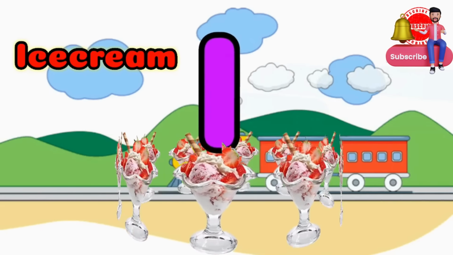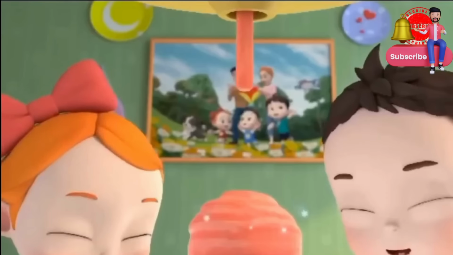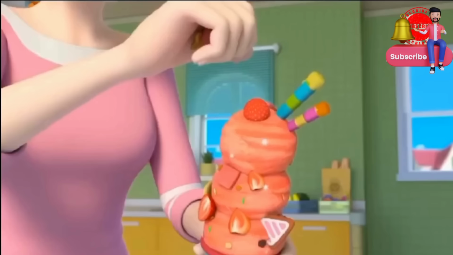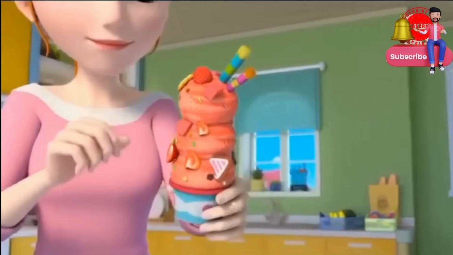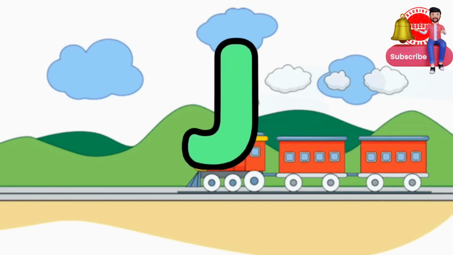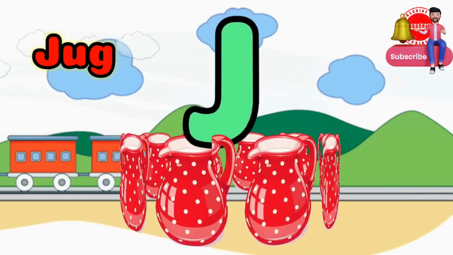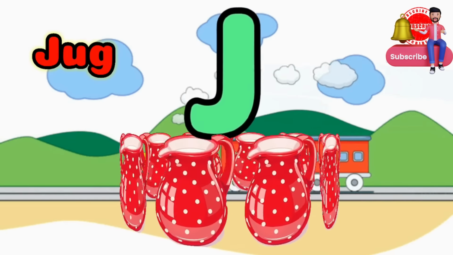I for ice cream. Ice cream, yummy ice cream. Let's make yummy ice cream. Ta-da! J for jug.